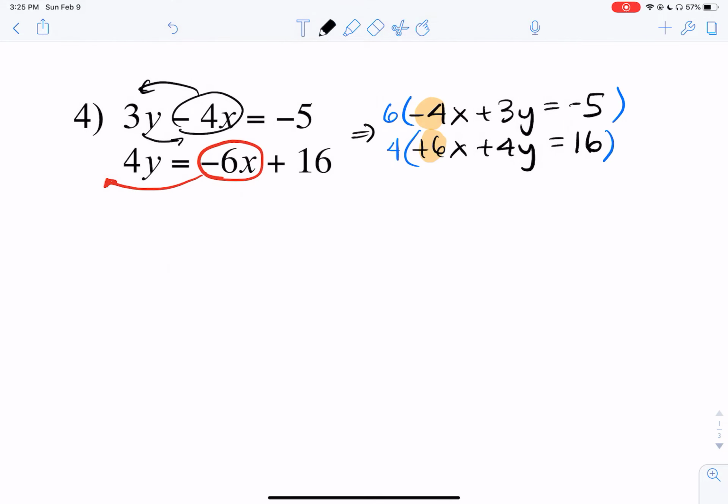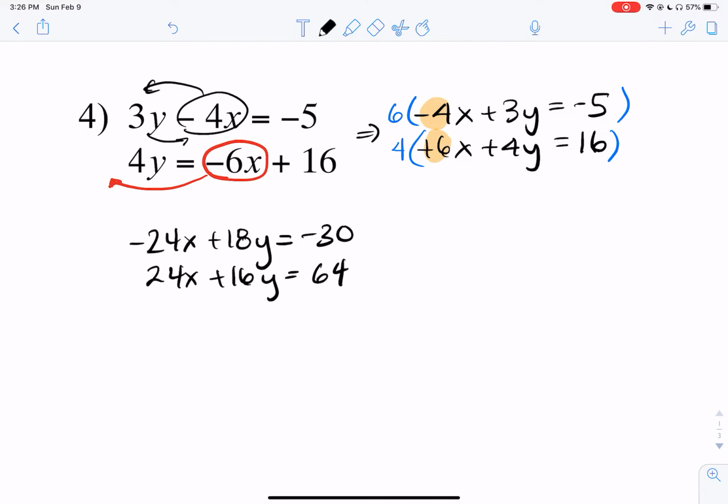So let's see, multiplying the top equation by 6, I'm going to end up with negative 24x plus 18y is equal to negative 30. The bottom one will give me positive 24x plus 16y is equal to 64. So adding going downwards, if we add the two terms going downwards, we end up with 34y, and 30 minus negative 30 minus 64. That's supposed to be 30. Hold on, I made a mistake somewhere.